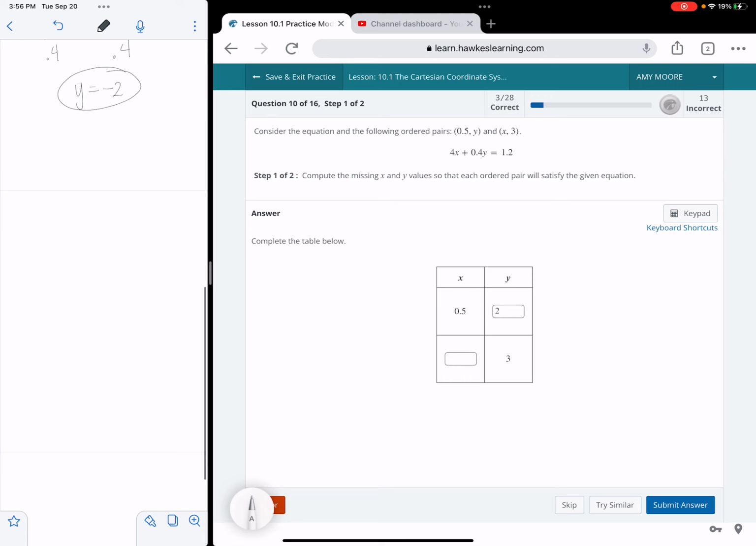The only difference is you're using that same equation, 4x plus 0.4y equals 1.2. You're using that same equation, except this time you're letting y equal 3. And so you will finish out this equation and then solve for x.